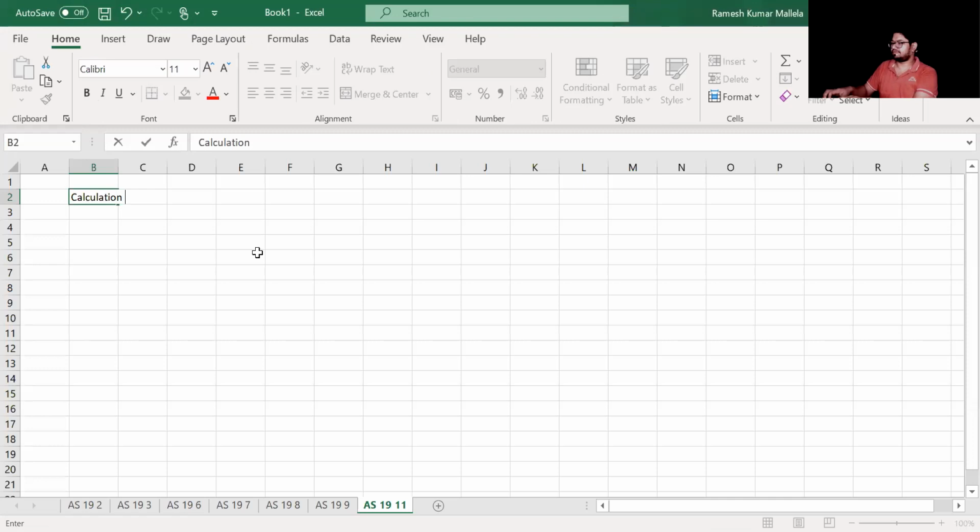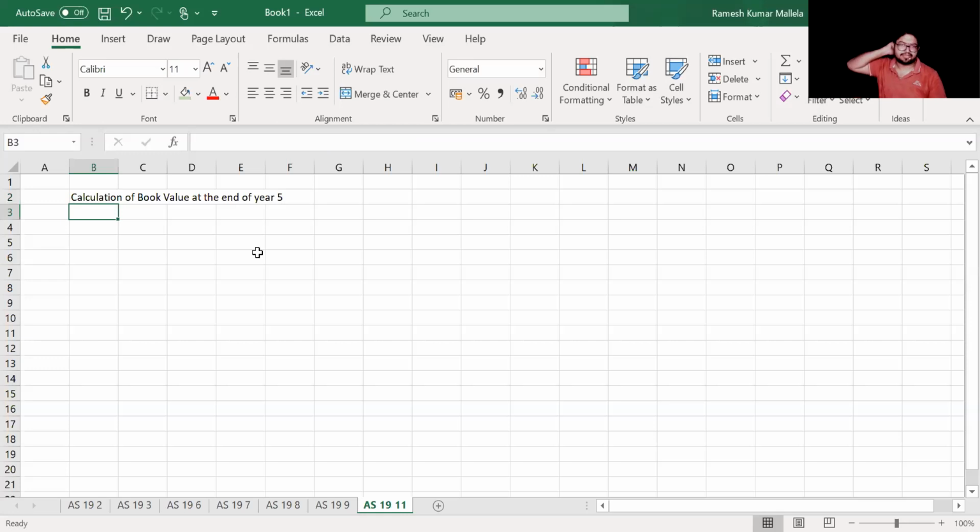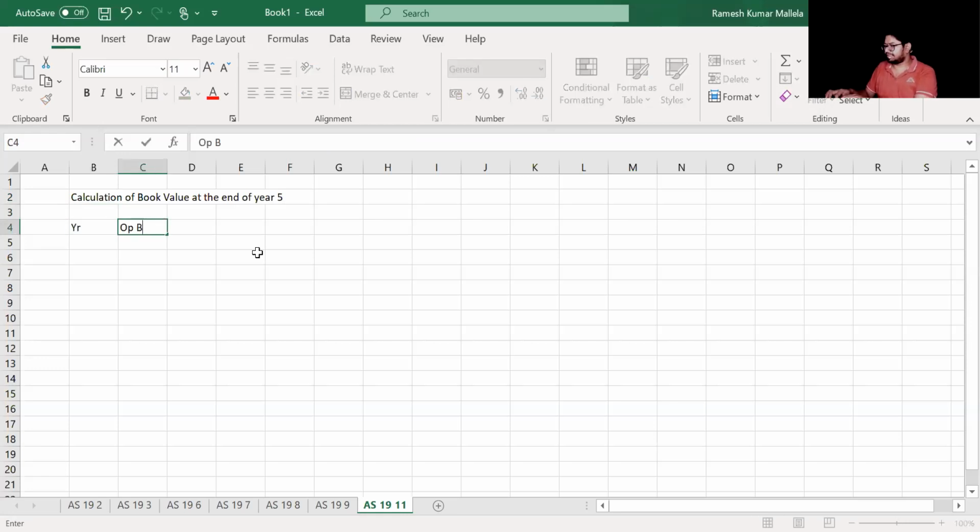Calculation of book value at the end of year 5 or beginning of year 6, whatever it be. Okay. So year, opening balance, depreciation, closing balance. Okay. So year 1 to 5.